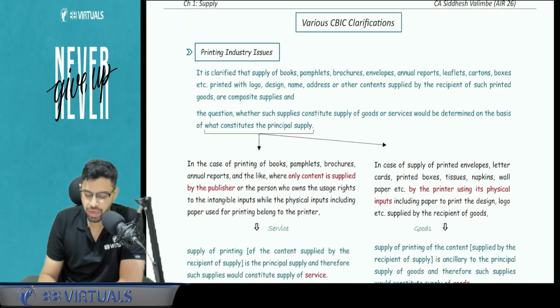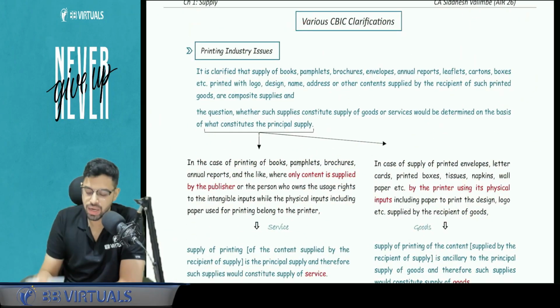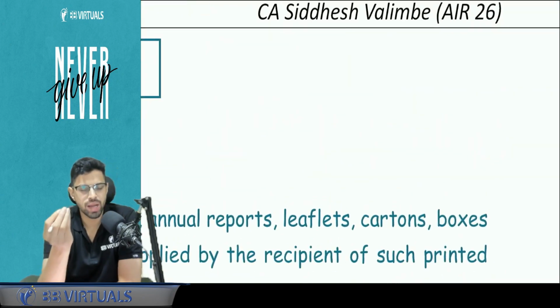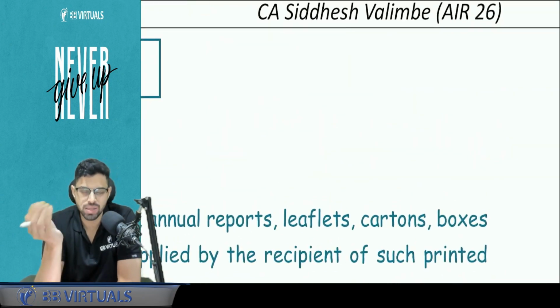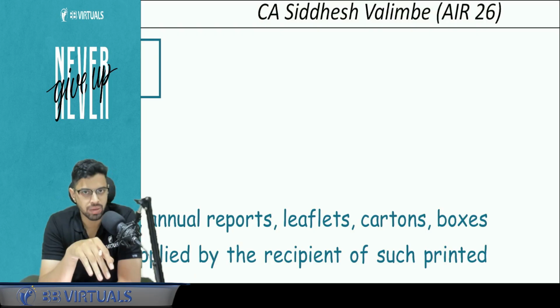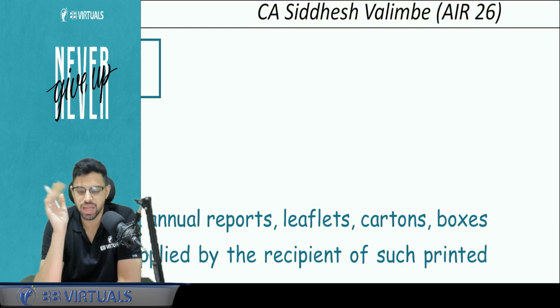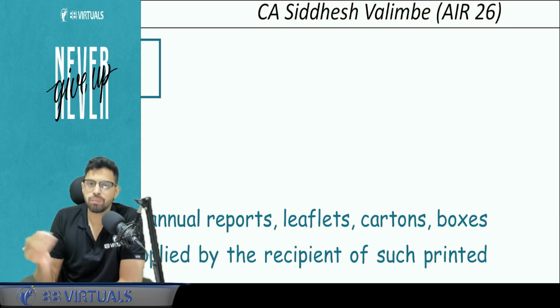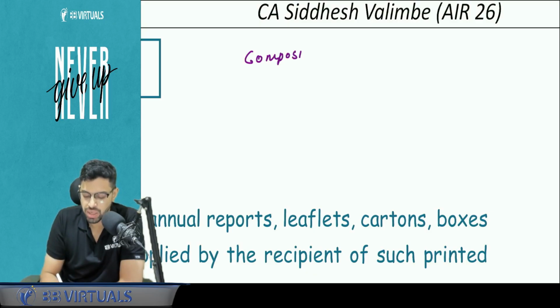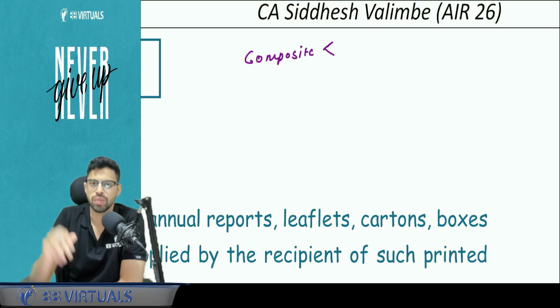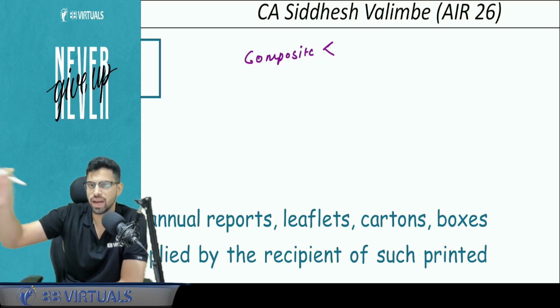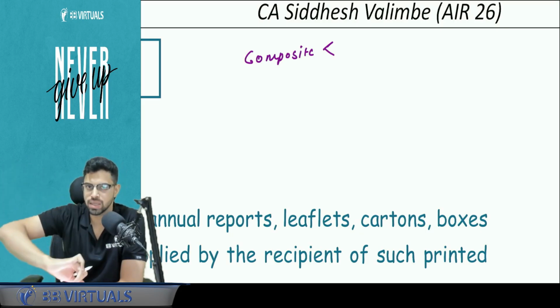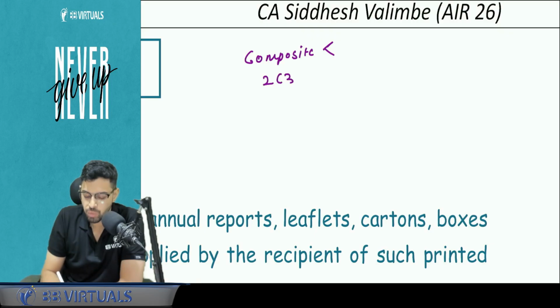Now the last page, pay attention: CBIC clarifications. Printing industry. I know you also have an idea of how to answer, whether to treat it as a service or goods. But a silly mistake happens here. Before jumping to whether it is service or goods, you first have to state that it is a composite supply, because it involves elements of both goods and services. If I get something printed, the person is selling me the paper and also giving me a printing service. So first state that this is a composite supply as per Section 2(30). Then you state what the principal element is.